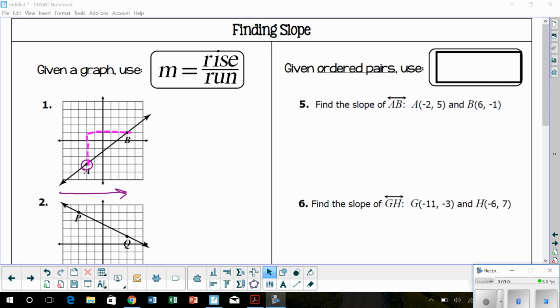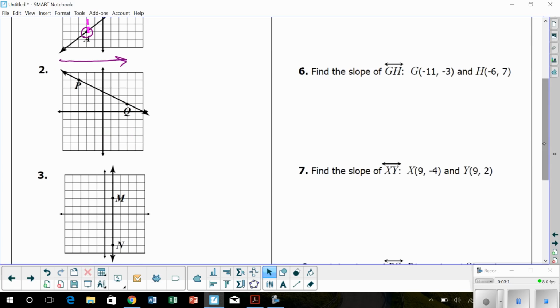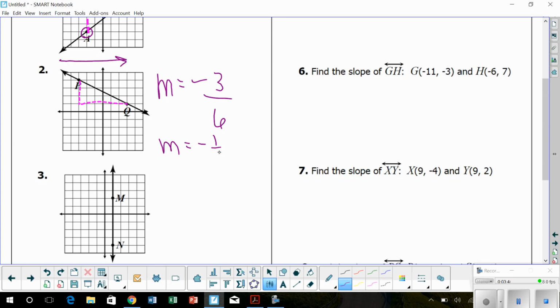Okay, so if we keep looking down, let's look at number 2. We're going to go down 1, 2, 3, and over to the Q, 1, 2, 3, 4, 5, 6. So our slope here is going to be negative because it's going down: 3 over 6, and you have to reduce. Here's your answer.